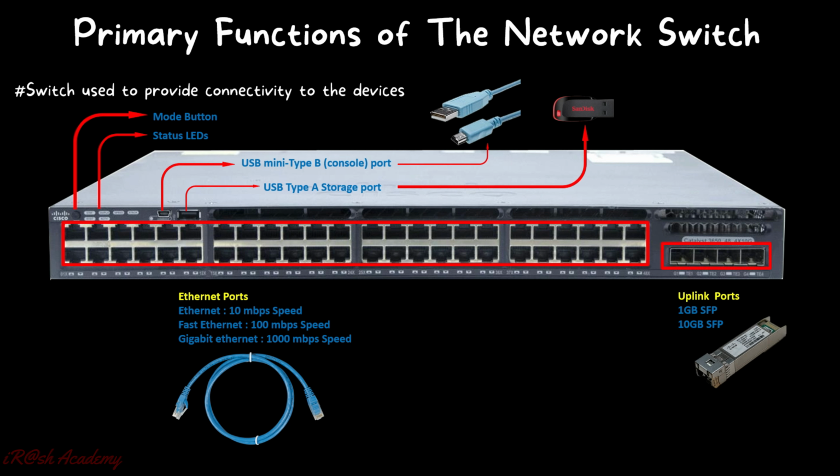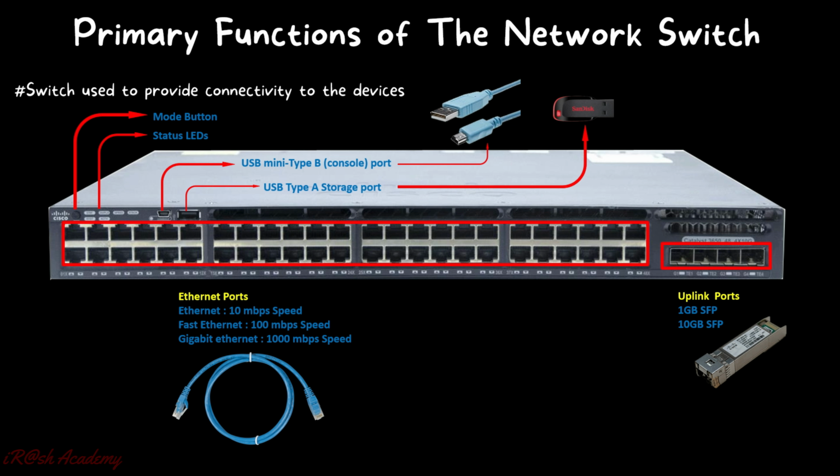Then at the right side, we can see the uplink port. So what is the function of this uplink port? The uplink port is used to provide the uplink to the switch. For example, we can take the connectivity from another switch to this switch using the uplink port. In the same way, we can provide the uplink to another switch using the uplink port. The uplink port speed is available in 1 Gbps and 10 Gbps.